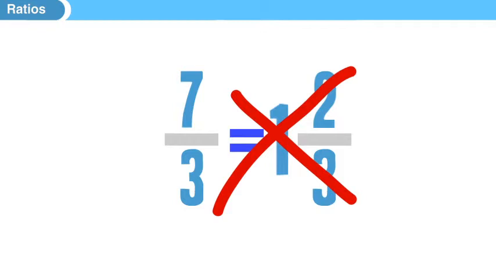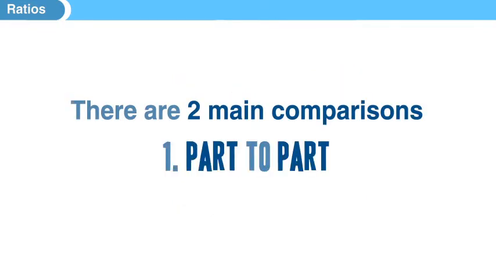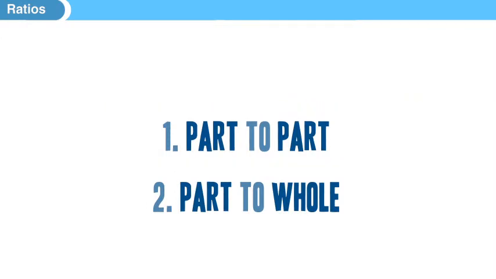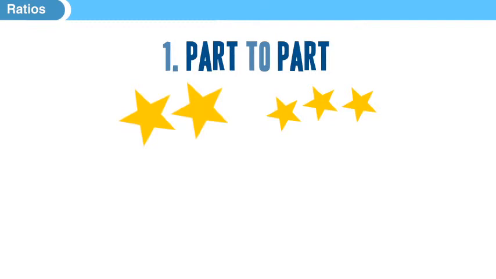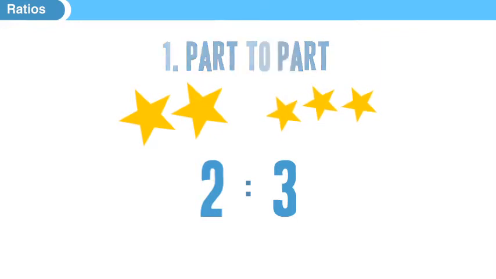So what kinds of comparisons can you show using ratios? There are 2 main comparisons, part to part and part to whole. Part to part is when you compare 2 different groups of items in a larger group. So for example, the ratio of big stars to little stars here is 2 to 3. We have 2 big stars for every 3 little stars that we have.